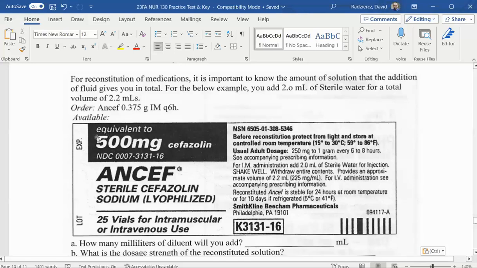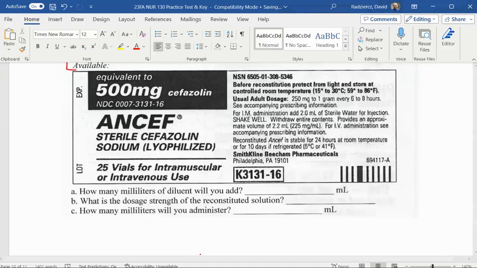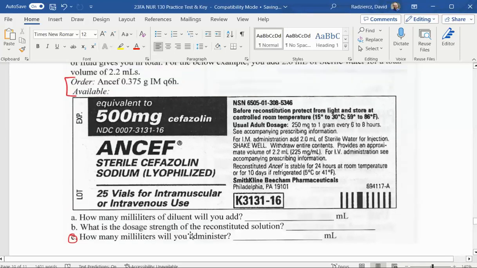So a typical question would give you the order. Let me just show you what you'd probably see on a test. You're going to get an order and what's available. And then it'll ask a question like, how many milliliters will you administer? So it'll typically include those three things. This was grabbed from another image. Where it came from, I'm not entirely certain, but it's a good example.